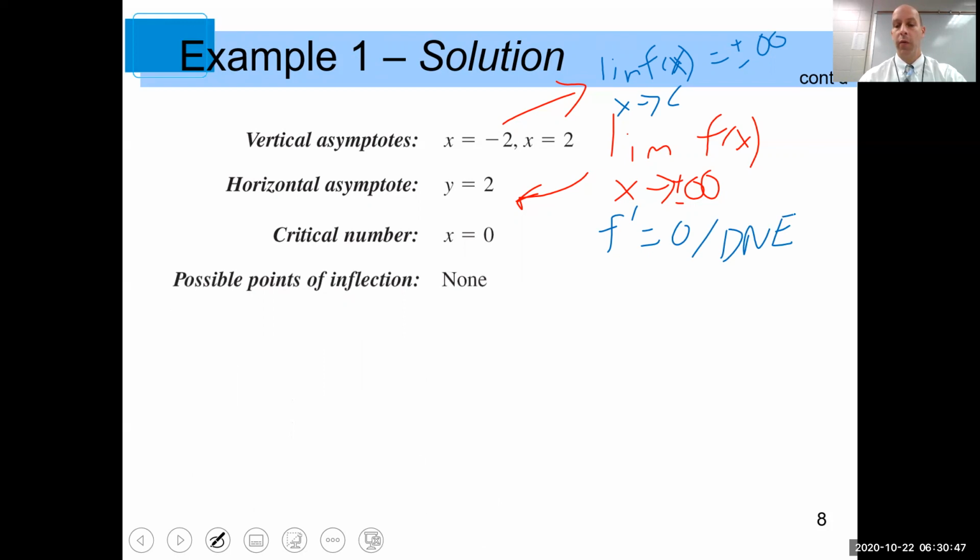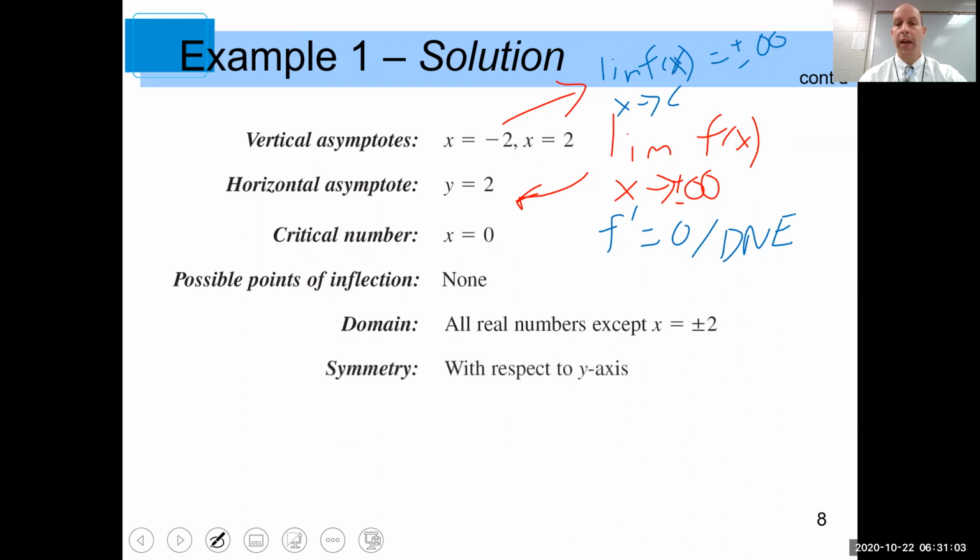Possible points of inflection. Well, when you look at the second derivative, you'll see that there are actually no changes in sign of the second derivative. The domain in this particular example is all real numbers not equal to plus or minus 2. The symmetry, it has a symmetry with respect to the y-axis.